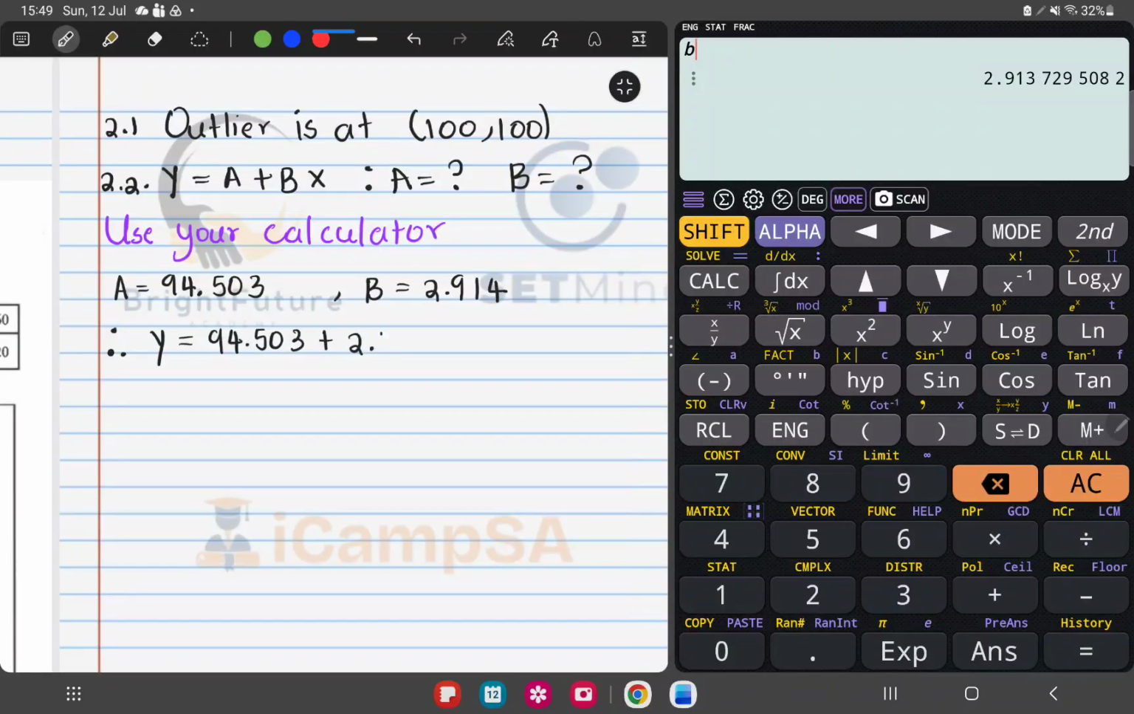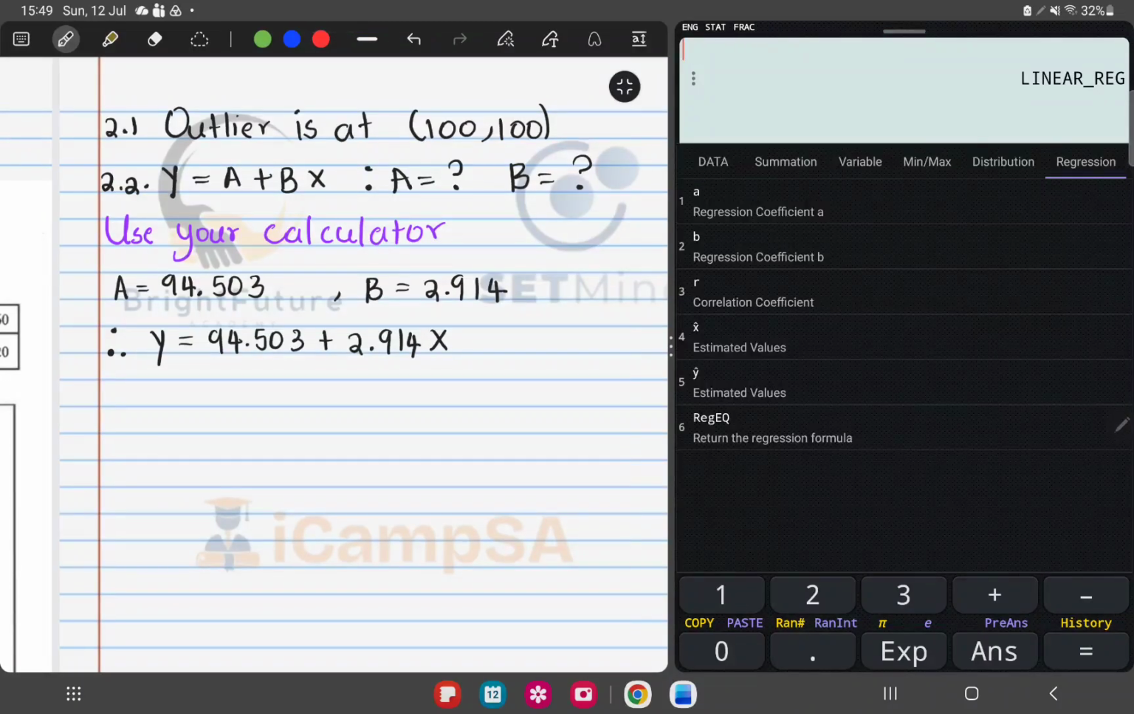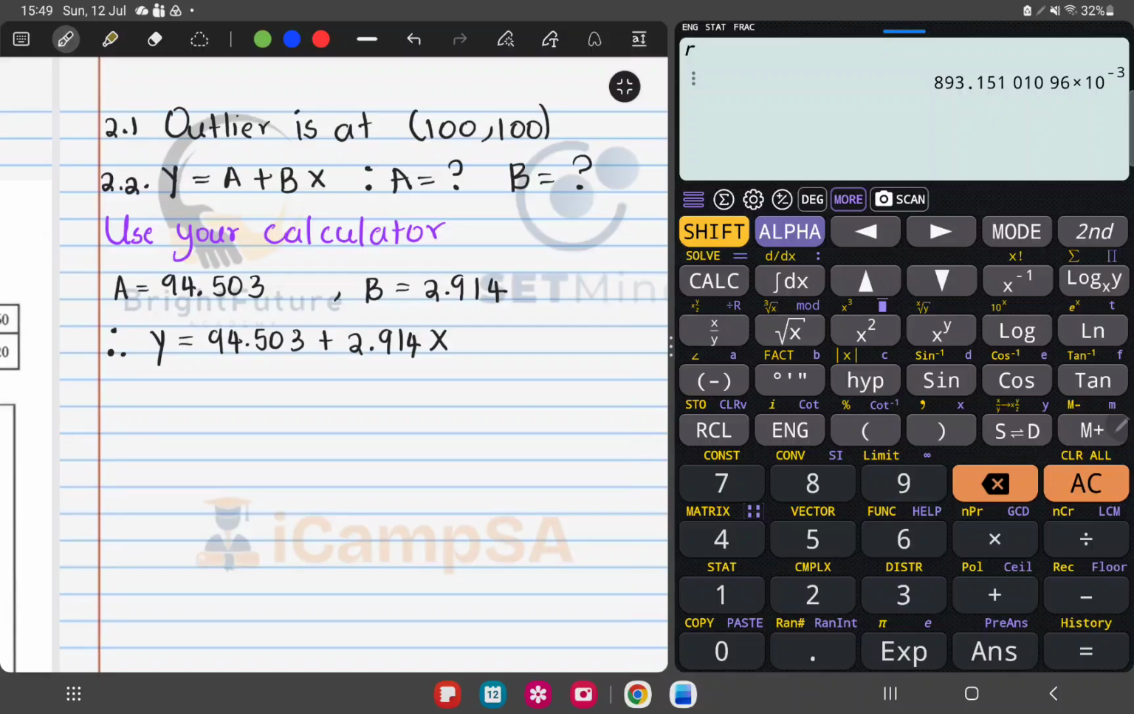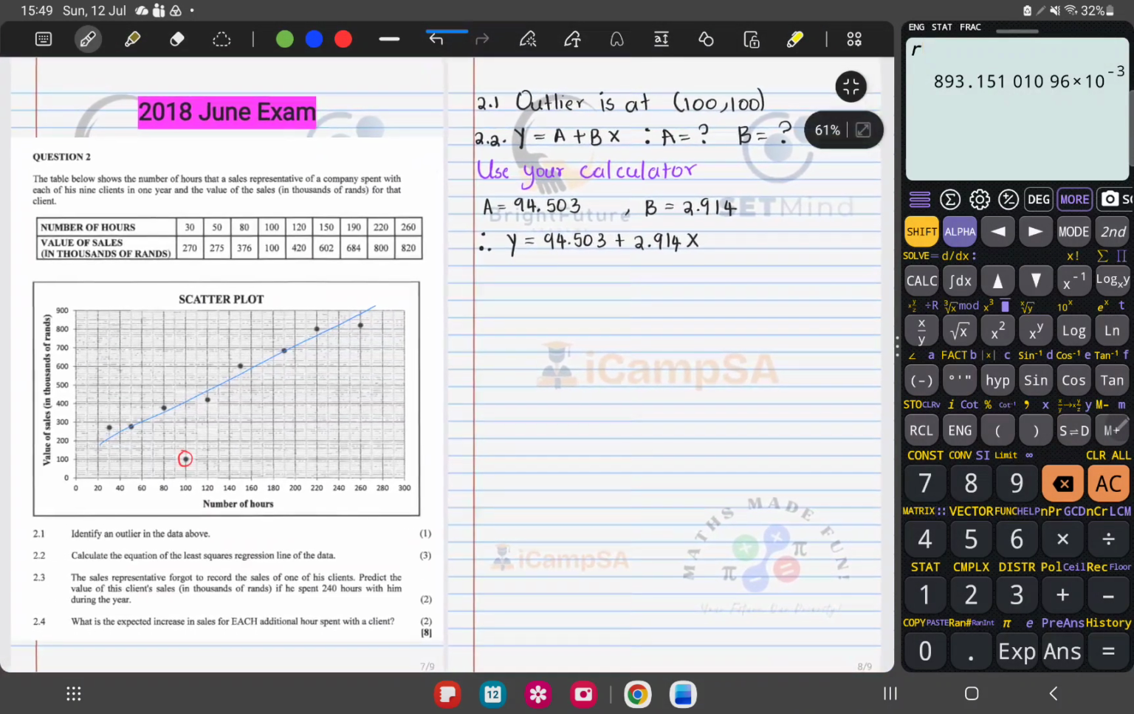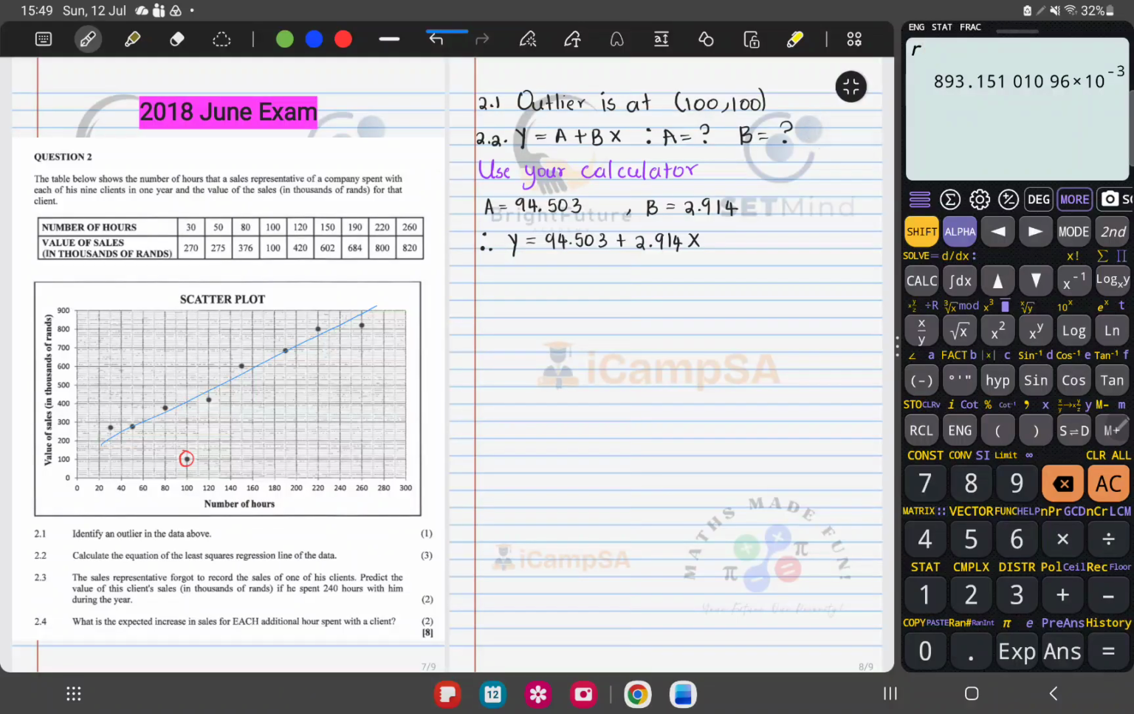then plus 2.914 times x. So just to be sure that this is okay, what I'm going to do is quickly check the r. Okay, so that is what we have. Okay, that's okay. Rounded up, it's 0.9. So that's our answer to this question. So let's go to 2.3.